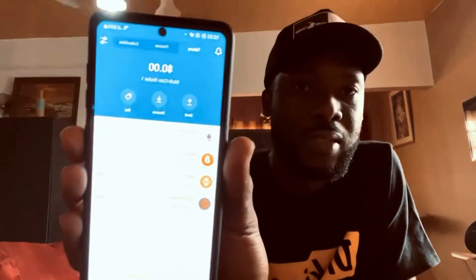So Binance has their wallet, which is the Trust Wallet. Do I have Trust Wallet? I don't use Trust Wallet because I have Binance. Okay, I have Trust Wallet, but I don't use it. So this is how Trust Wallet looks.